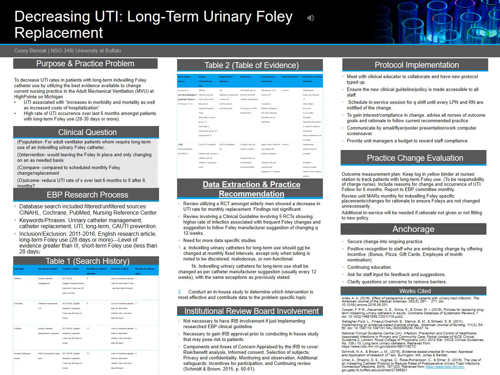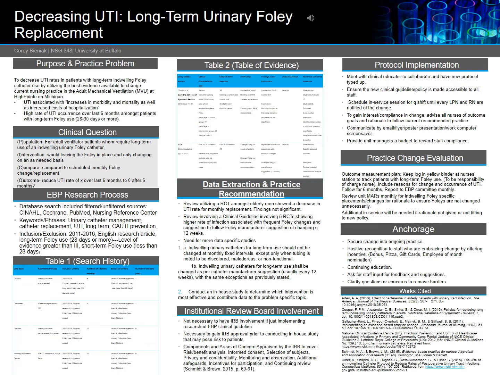To gain interest and compliance in this change, we're going to advise all nurses of our outcome goals and rationale to follow current recommended practice. We're going to communicate by email, flyer, poster presentation. Work computer screensavers are helpful as well. And we're going to provide unit managers a budget to reward staff compliance.